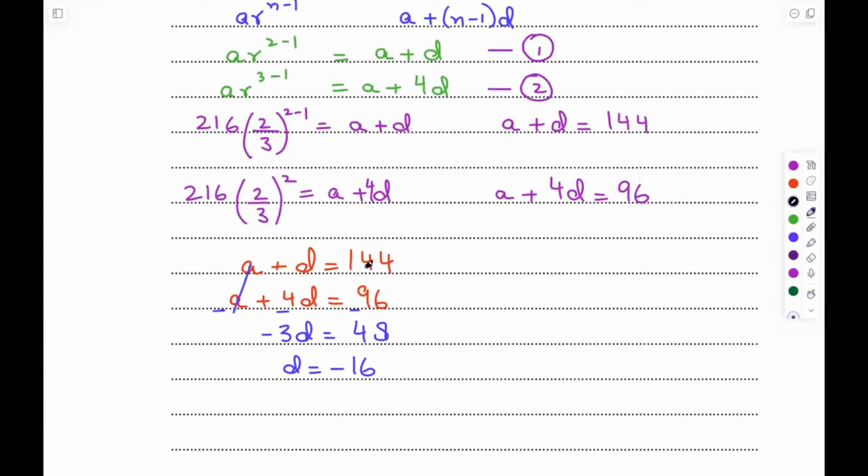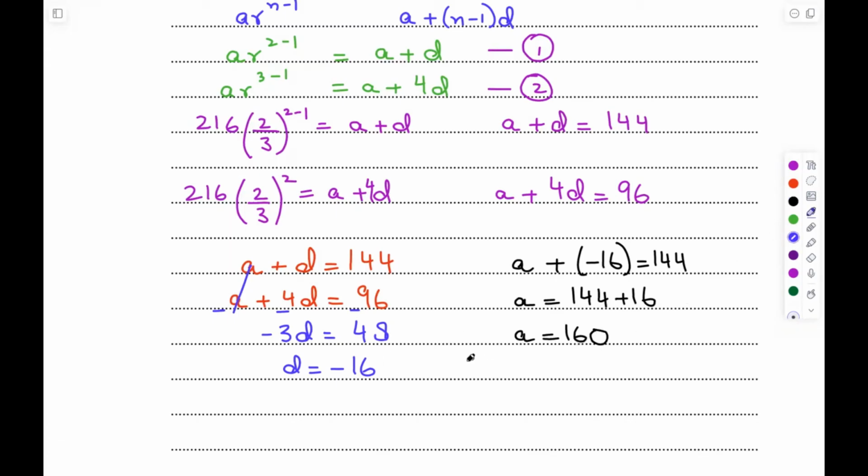Substituting the value of d into either one of the two equations, we'll be able to find the value of a. So using the first equation, we'll write it as a plus, d is minus 16, so that will become minus 16 is equal to 144. So a will be equal to 144 plus 16, which will be equal to 160.